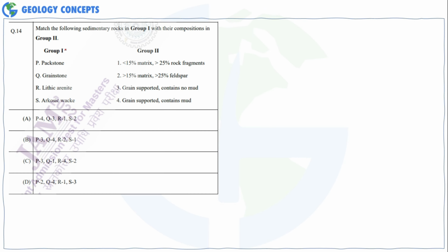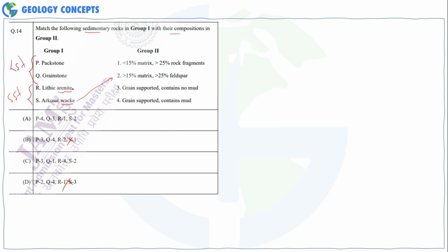Next is from sedimentology. I have a few sedimentary rocks and their compositions. P and Q are limestones, and R and S are sandstones. You can go as per your wish. I find sandstone classification easier, so let's do it that way. I have a wacke and an arenite. The basic difference between arenite and wacke is the matrix content. If I have matrix content more than 15%, I will surely have the wacke, and arenite is not a possibility. So clearly I can see S is matched with 2, hence I can rule out 2 options here.